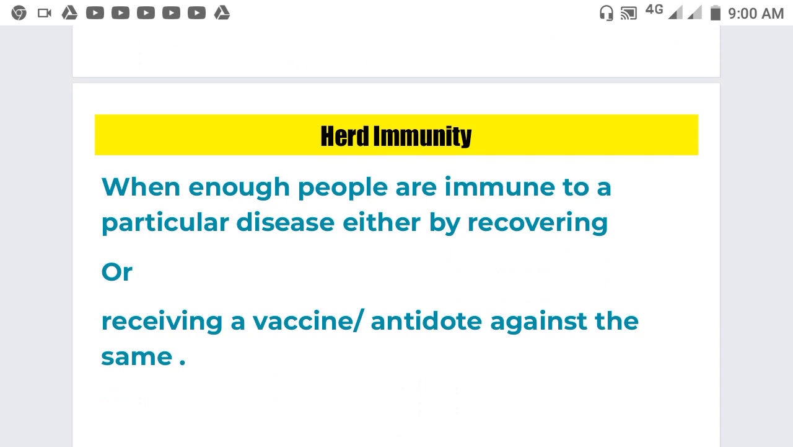The other phrase that we should know about is herd immunity. Dear friends, look at the spelling. It's not H-A-R-D, it's H-E-R-D, herd immunity. Here herd refers to a gathering, a crowd. So herd immunity is when enough people are immune to a particular disease, either by recovering already from that disease or receiving a vaccine or an antidote against the same.